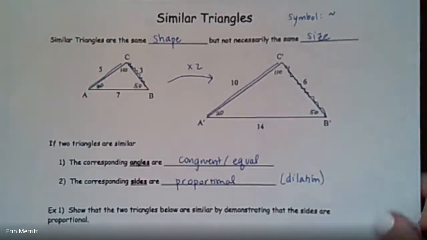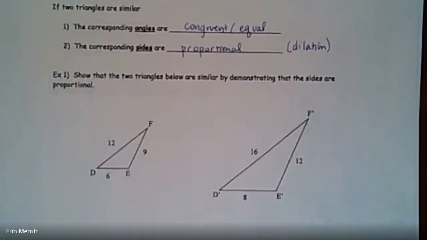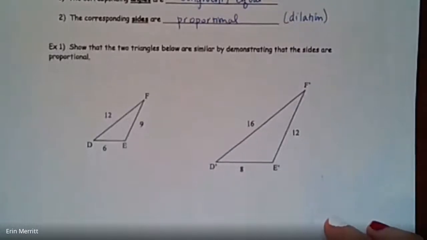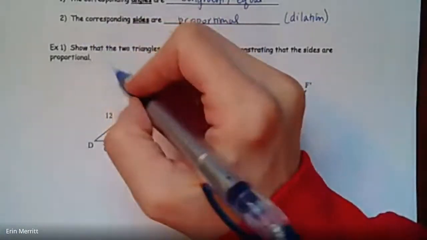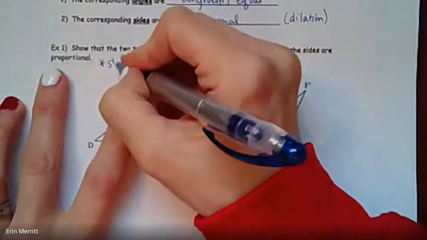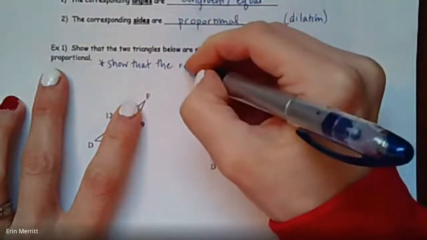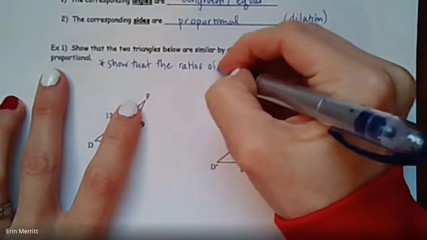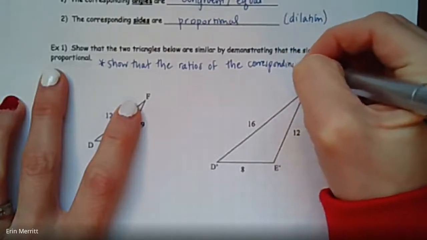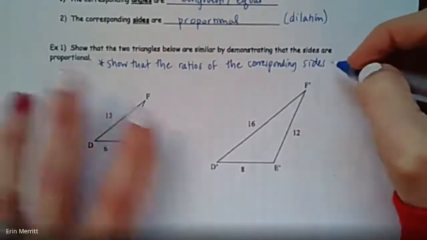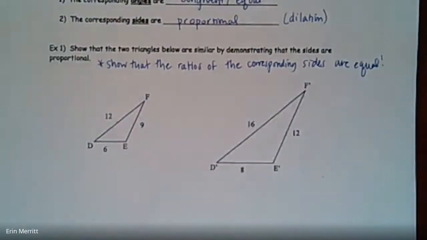All right? So bringing back in some other units. Sliding on up here, it says show that the two triangles are similar by demonstrating that the sides are proportional. If I show something's proportional, I'm showing that the ratios are equal. So we want to show that the ratios of the corresponding sides are equal. That's kind of the goal. That's what they mean here.